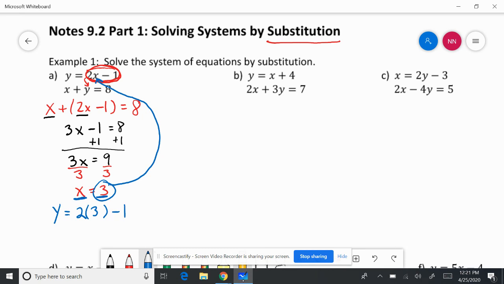minus 1. 6 minus 1 is 5. So my answer is an ordered pair, just like when we were graphing. And x comes first, so my answer is (3, 5).